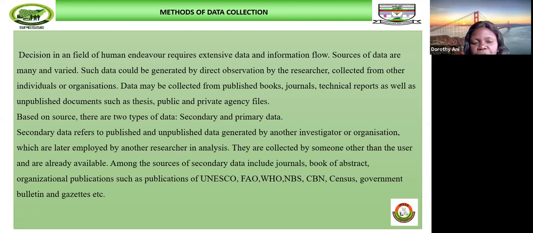Secondary data refer to published or unpublished data generated by another investigator or organization, which are later employed by another researcher in analysis. They are collected by someone other than the user and are already available. Among the sources of secondary data include journals, book of abstracts, organizational publications such as publications of UNESCO, FAO, WHO, NBS, National Bureau of Statistics, CBN, Central Bank of Nigeria, census figures of the country, government bulletins and gazettes.